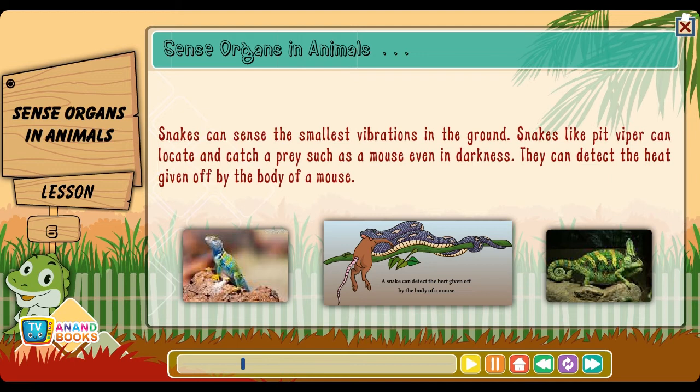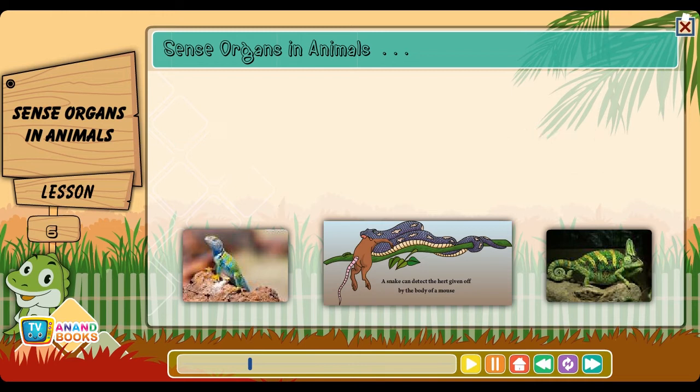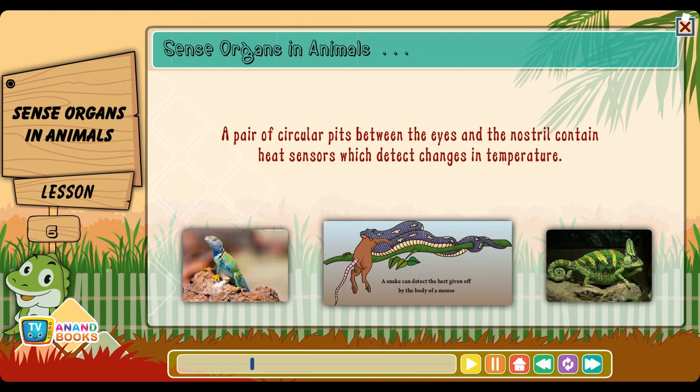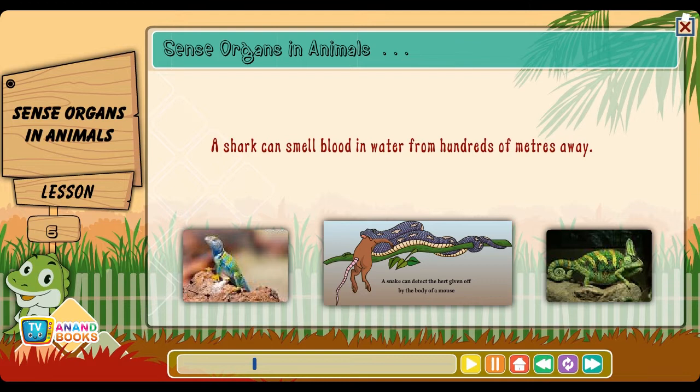Snakes can sense the smallest vibrations in the ground. Snakes like pit viper can locate and catch a prey, such as a mouse, even in darkness. They can detect the heat given off by the body of a mouse. A pair of circular pits between the eyes and the nostril contain heat sensors which detect changes in temperature. A shark can smell blood in water from hundreds of meters away.